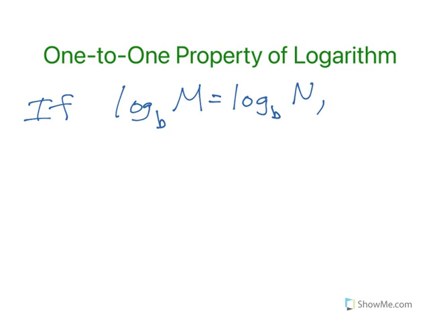Now, the one-to-one property says, if the log of m base b equals the log of n base b, then m equals n. And that should make sense because if we have the log of the same base, then these things must be the same. Okay, that's the one-to-one property.